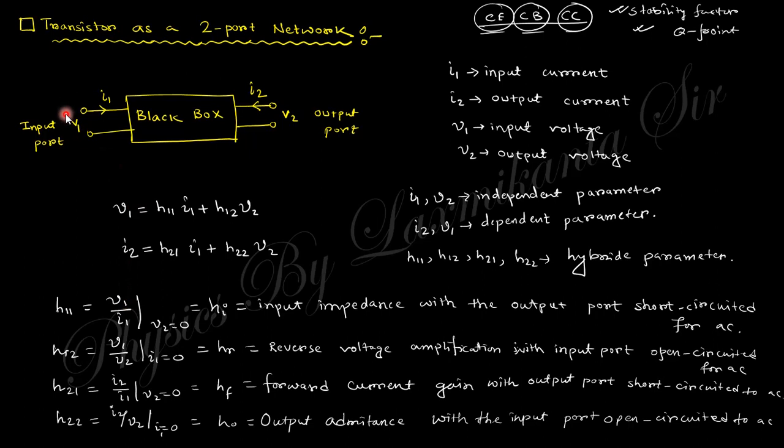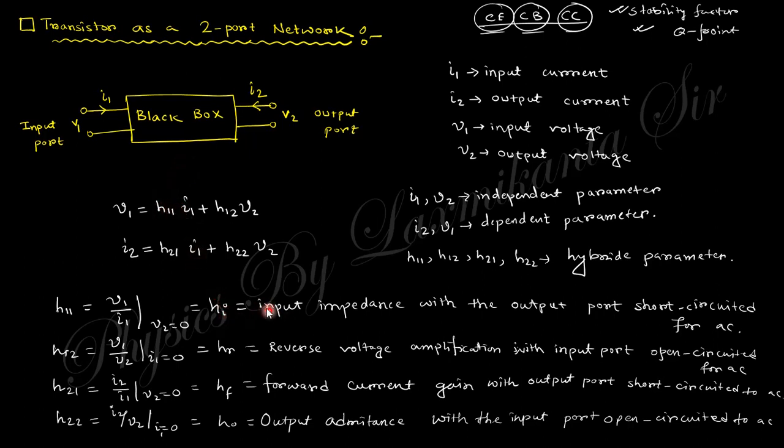And V1 by I1, the input voltage by input current, must be the input impedance. Voltage by current is impedance. So this can be written as the input impedance with the output port short circuited. This is the output port short circuited for AC, because for biasing you apply the DC voltage, but for AC we just note whether the application occurs or not.